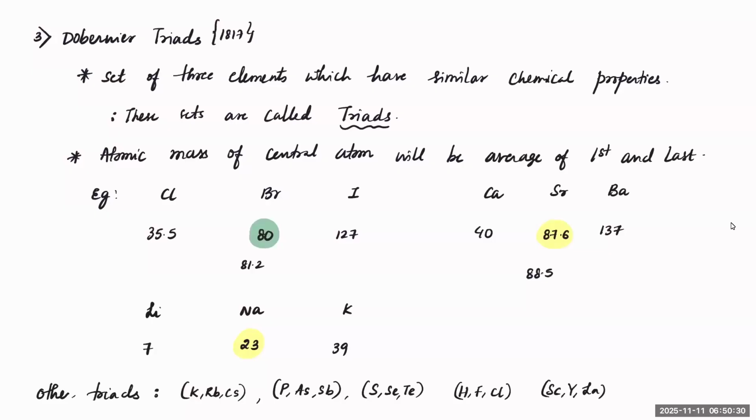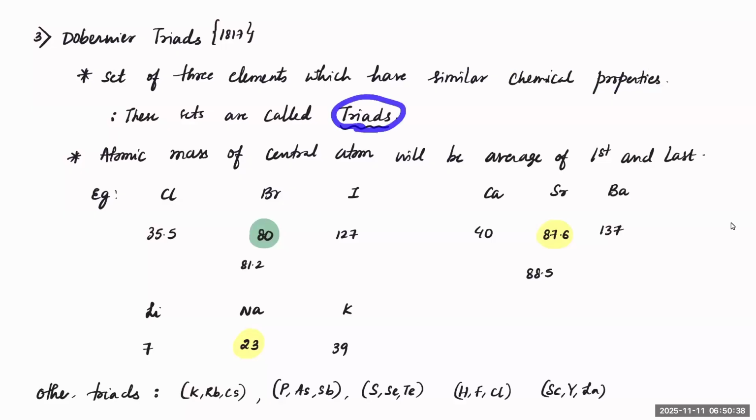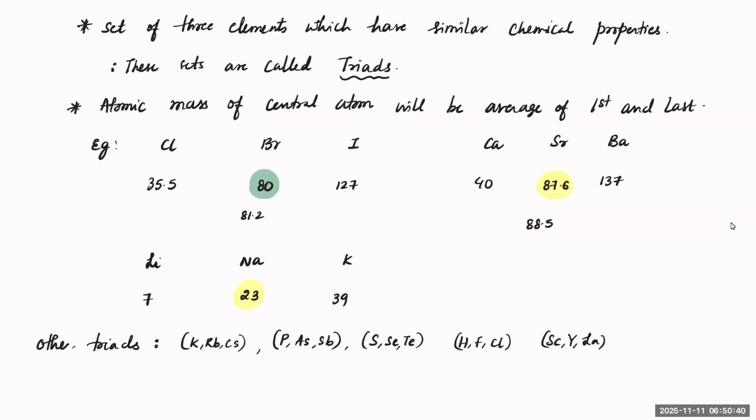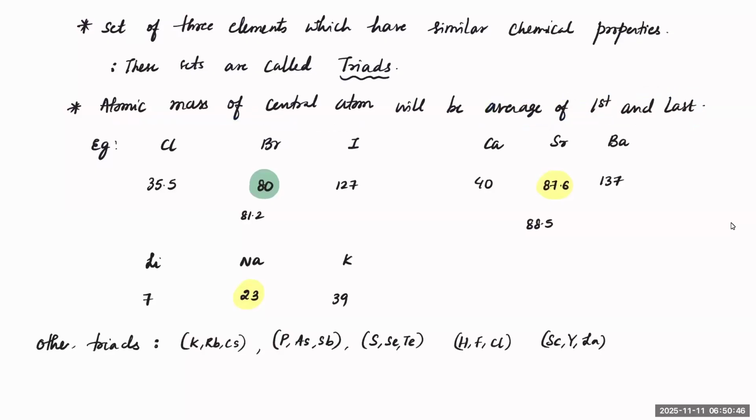The first thing you need to learn is about Dobereiner's triads. It is a set of three elements which have similar chemical properties. They are called triads. And usually the atomic mass of the central atom will be the average of the first and last. That is the important point here. For example, chlorine and iodine, the average value will be bromine, which will be close to 80.